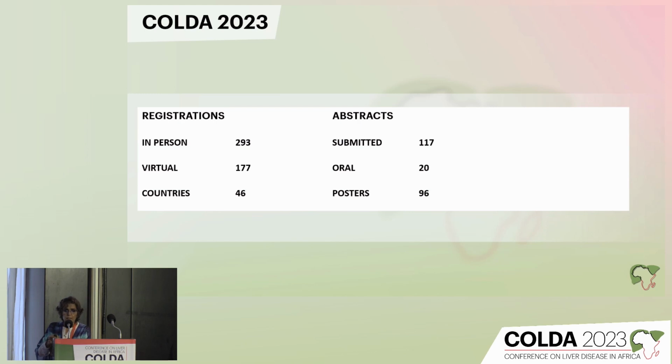We have a very large scientific committee who advises us on the program, and they attend the regular meetings as well. So this year we have 293 registered in person, 177 registered virtually, and we're still getting more registrations. We have representation from 46 countries, and we had 117 submitted abstracts, 20 were selected for oral presentation, and 96 as posters.